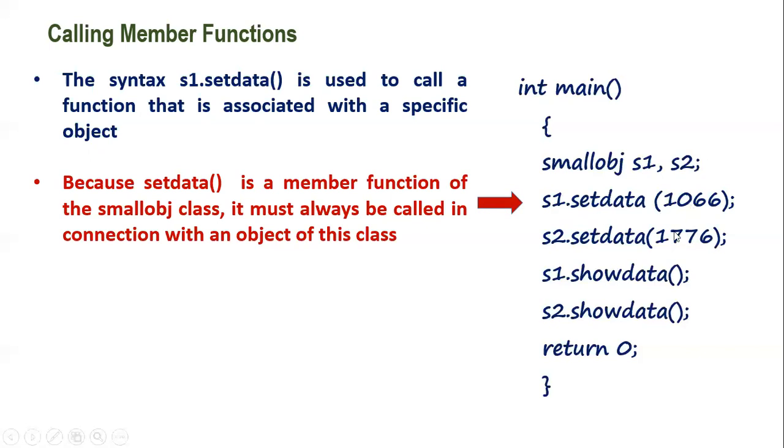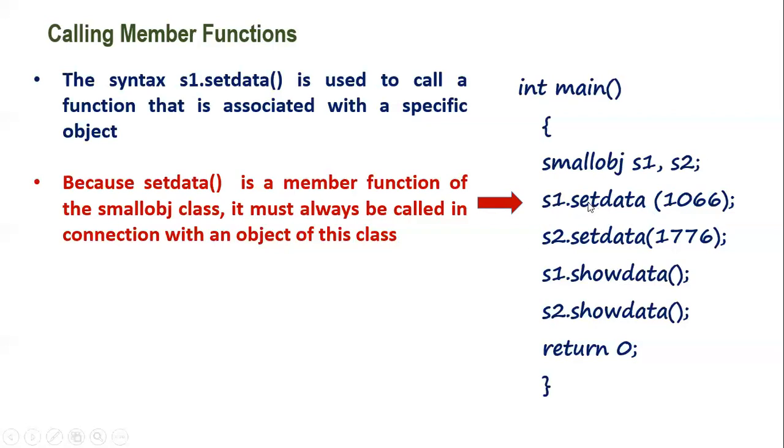For example, here we have put in 1066. So the syntax s1 dot set data, then in brackets 1066, is used to call a function that is associated with a specific object. So specifically I call the function set data within this object S1. And because set data is a member function of the small obj class, it must always be called in connection with an object of this class.